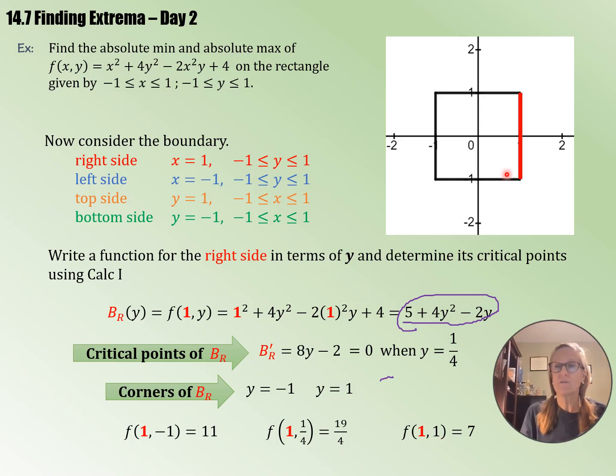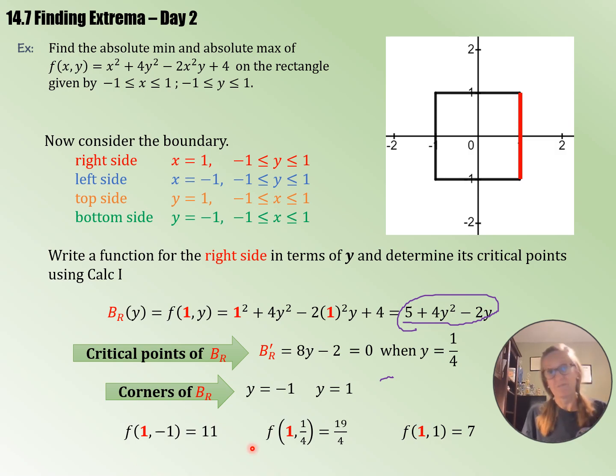But on the interior of this boundary, when x was 1, y was a fourth. This is the height that I got. At the corners, I got a height of 11. At 1, -1, this boundary point, or this corner. And at 1, 1, when I took this corner up to the surface, I got a height of 7. Whew. All right.